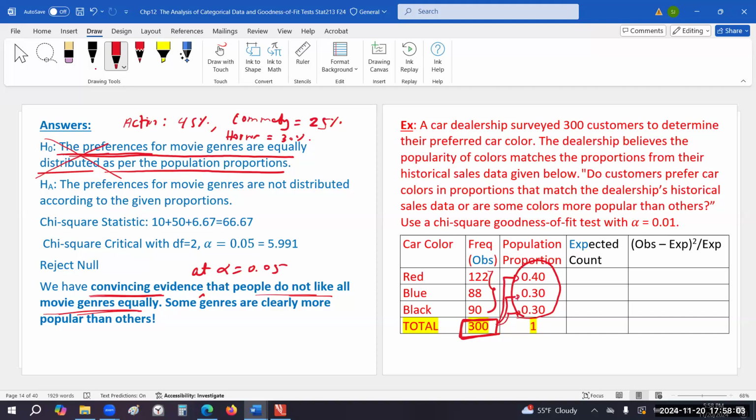So the first one is 40% of 300. So multiply 300 times 0.4. The next one is 300 times 0.3. And the last one is 300 times 0.3. So 40% of 300.